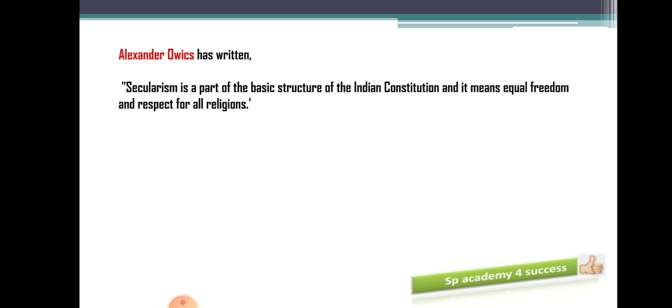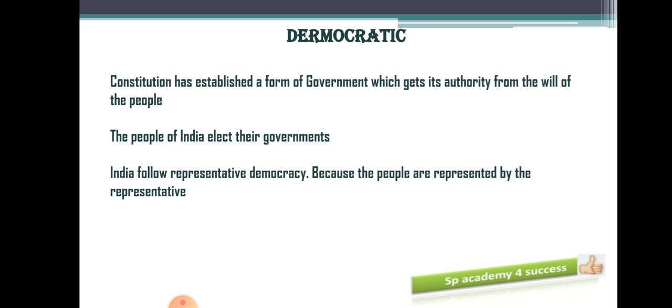Then you have to identify it as Alexander Meiklejohn. Who is Alexander Meiklejohn? He was an eminent writer. Right. So this is about secularism. Let's move on to the next word, that is democratic.